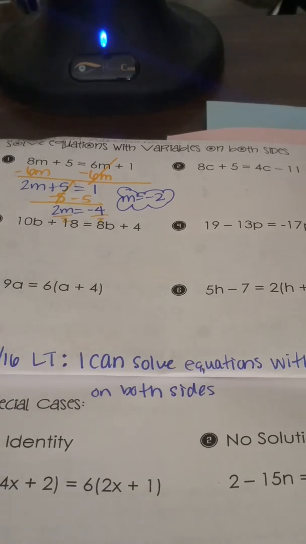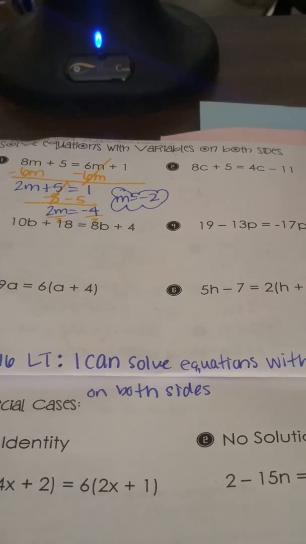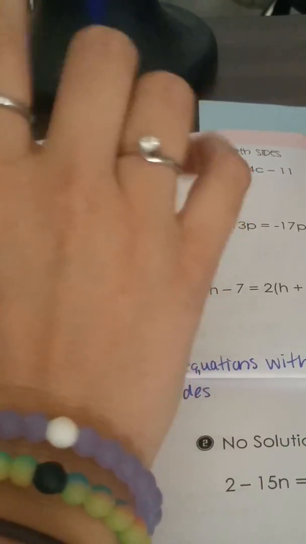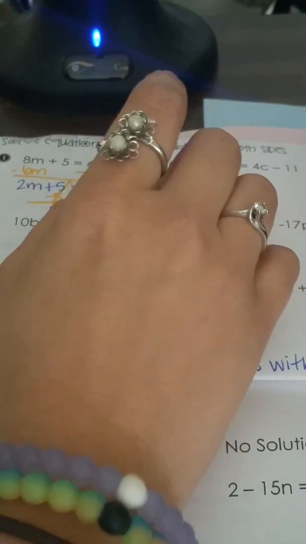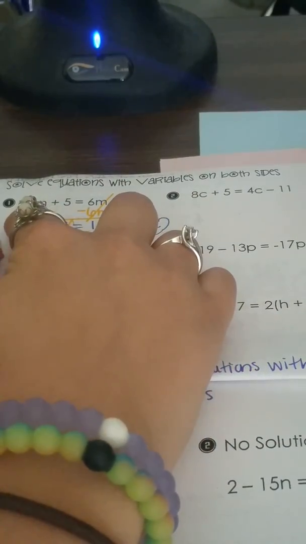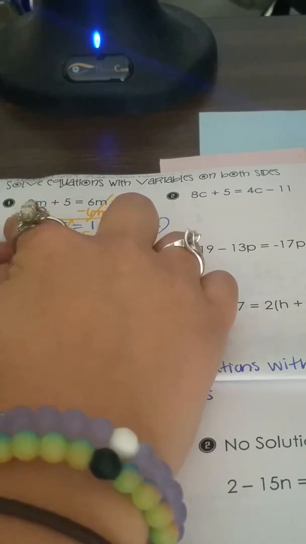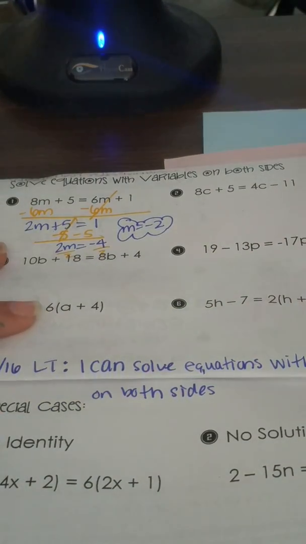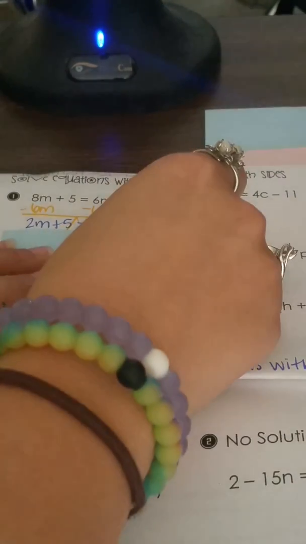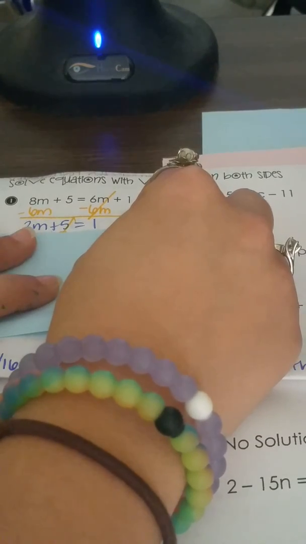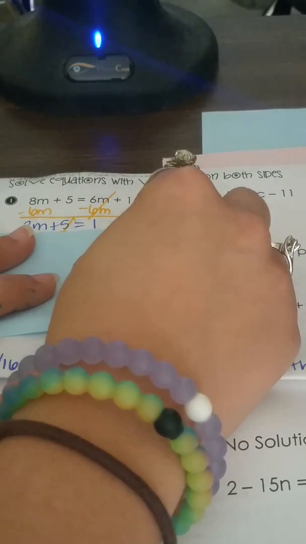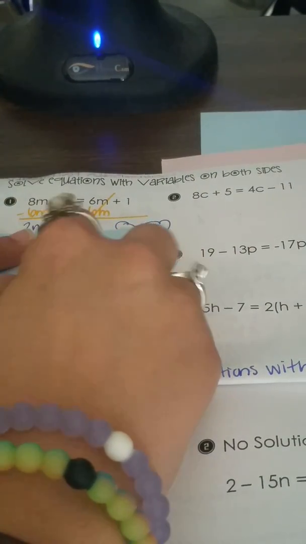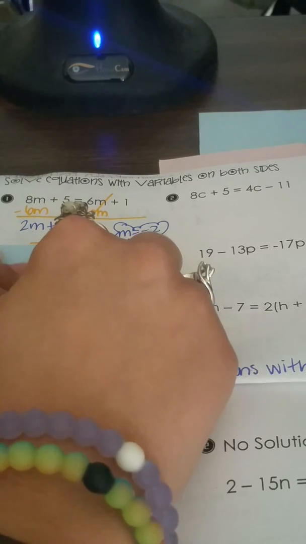Okay, so Kimberly had a great question. She said, how do you know that you subtract 5 and not 1? Now, we could start this problem multiple ways, but we decided to start by subtracting our 6M and moving it over here with the 8M. Okay? So that left with 2M plus 5 equals 1. Now, we're trying to get the variable by itself, correct? So we need to move that plus 5 away. How do we move that plus 5 away? We subtract it, and that's what we did.